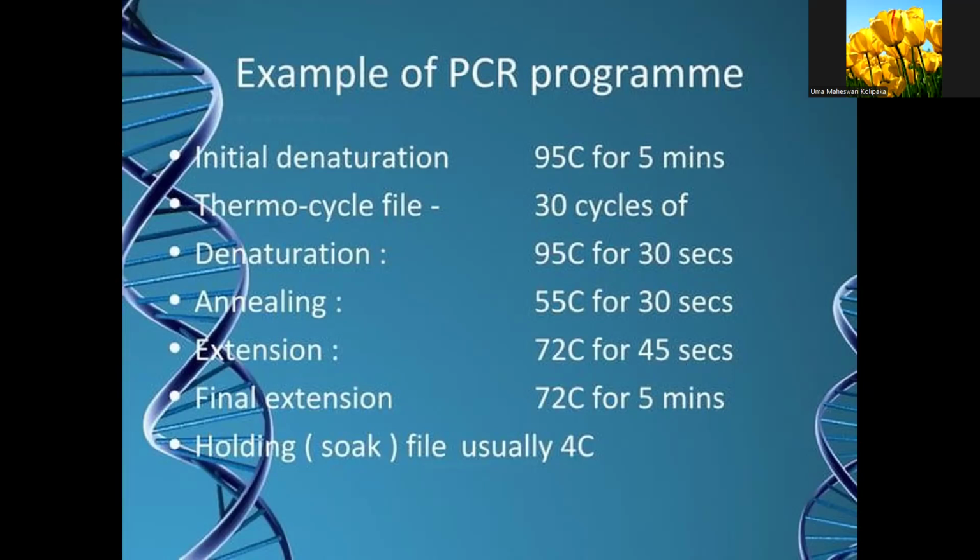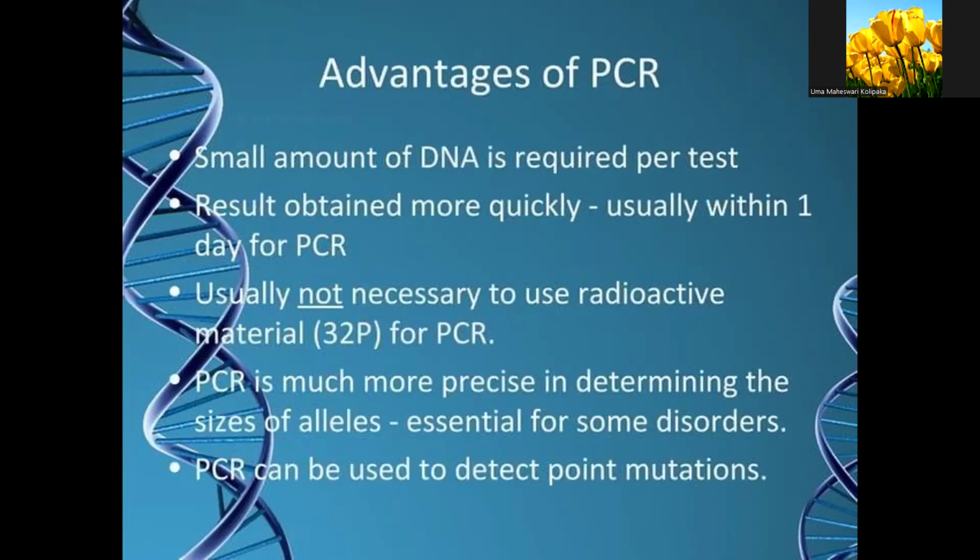So these are all a matter of minutes or seconds. Especially denaturation is a very short span, 30 seconds, annealing 30 seconds, and extension 45 seconds. For the final extension and initial denaturation, we are taking 5 minutes. Advantages of PCR: a small amount of DNA is required per test. Results are obtained more quickly, usually within 1 day per PCR. Usually it is not necessary to use radioactive material, that is phosphorus-32, for PCR. PCR is much more precise in determining the sizes of alleles essential for some disorders. And PCR can be used to detect point mutations.